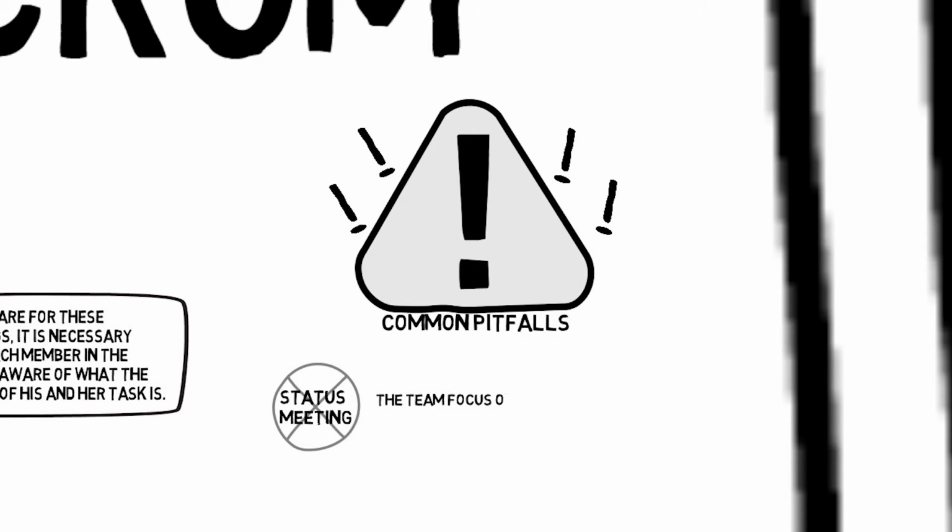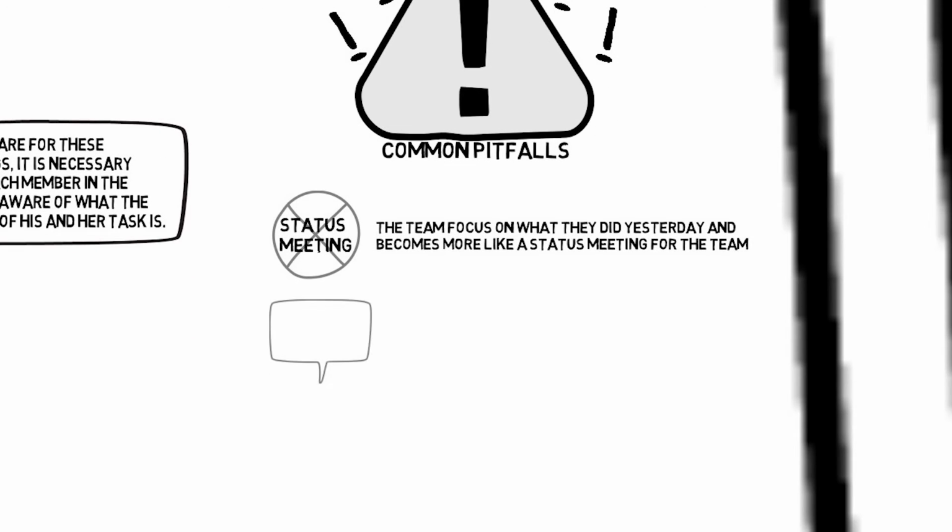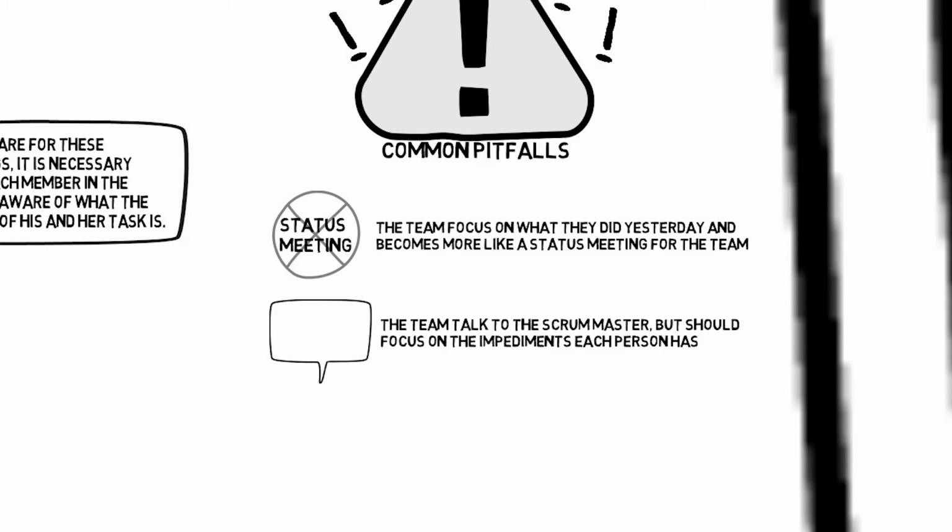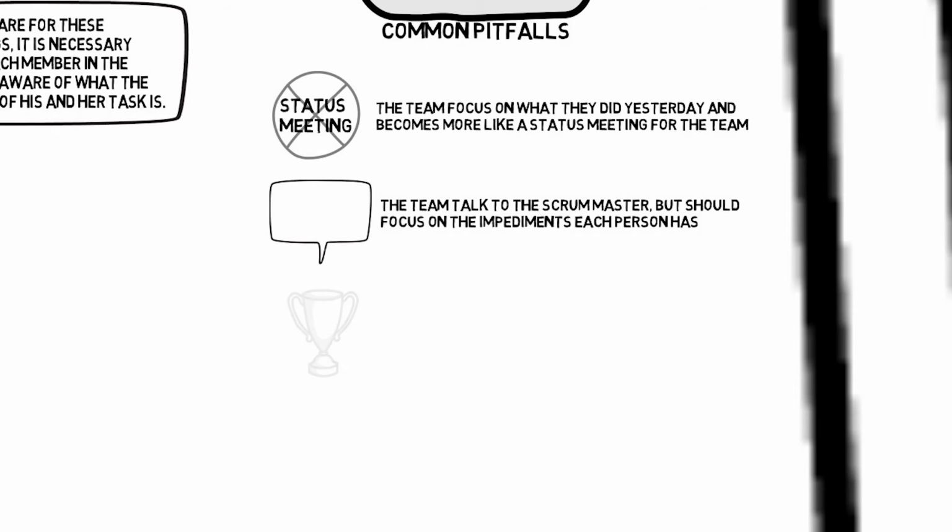Common pitfalls in that practice are that the teams are focusing a lot on what I did yesterday. So it's becoming like a status meeting for the team. They're usually talking to the Scrum Master, like the Scrum Master is a product manager, but they actually have to focus a lot on what kind of dependencies or what kind of impediments I have. That way they can talk about how they can help each other.